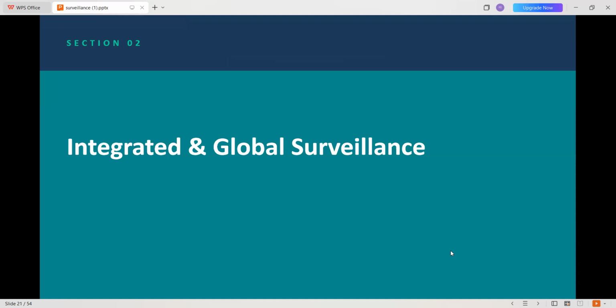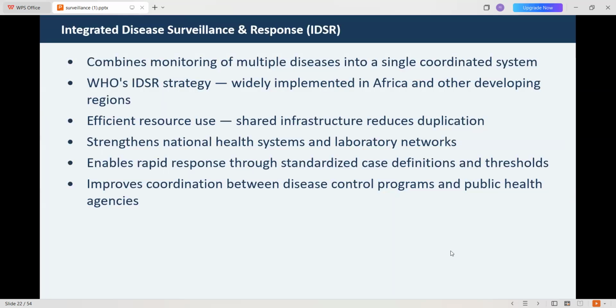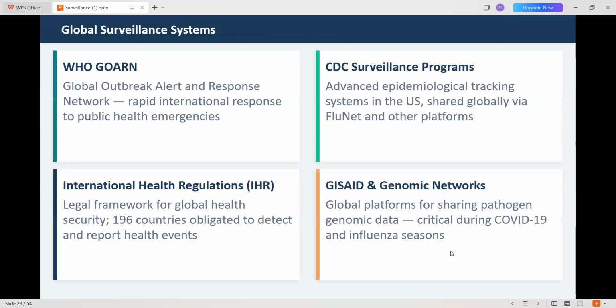Next is integrated and global surveillance. Integrated disease surveillance and response: combined monitoring of multiple diseases in a single coordinated system, the WHO IDSR strategy, widely implemented in Africa and other developing countries. Benefits include efficient resource use, shared infrastructure, reduced duplication, strengthened national health systems and laboratory networks, rapid response through standardized case definitions and thresholds, and improved coordination between disease control programs and public health agencies.